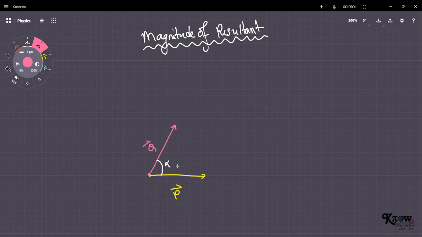And let's find the resultant here. To find the resultant, we can just shift the Q right over here. This is the Q vector now. And the resultant will clearly be from here to there. So that's the resultant, let's say R.